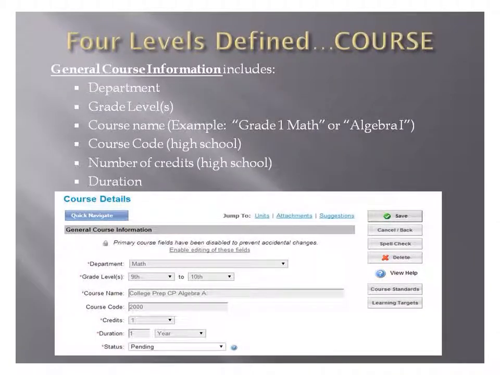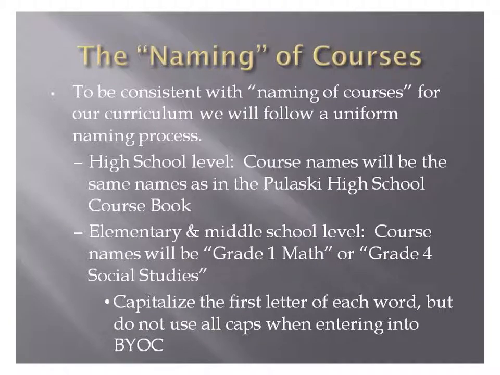So when you're looking at the course level, there's some general information that you have to input, and that includes which department the course is aligned to, the grade level or levels that students would be in when they're taking this course. And then we're also trying to become consistent with the course names, so you can see an example of Grade 1 Math or Algebra 1, and what we recommend is that for high school, when it asks for the course code, that you use the one that is in the high school course description handbook, as well as number of credits obviously would be a high school term, and then you've got your duration of your class. Again, looking at being consistent in how we name the courses that are in the program, we want you to be consistent and follow this format.